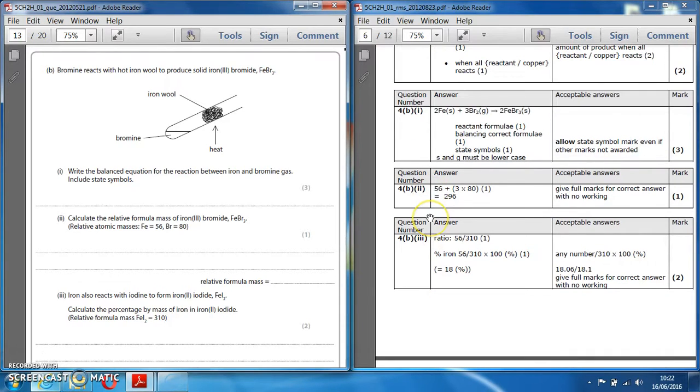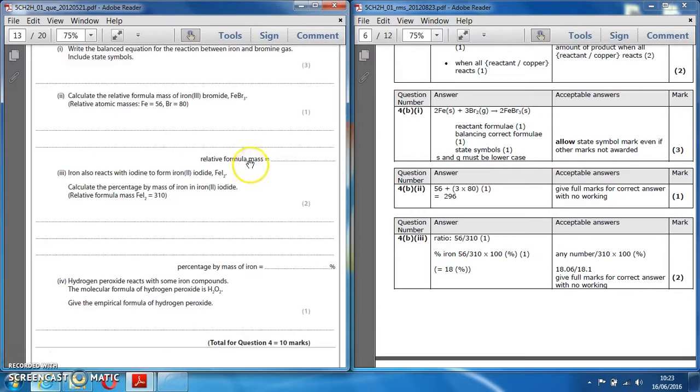Again, 3 marks, left hand side, right hand side, balance it. Oh, and don't forget state symbols, that's a cheeky little one. It says include state symbols. That's where the 3rd mark is in this one. Cheeky. So we've got solid iron as given a clue here, liquid bromine as given a clue here, and then it says solid iron bromide in the top here. So that's nice and easy.